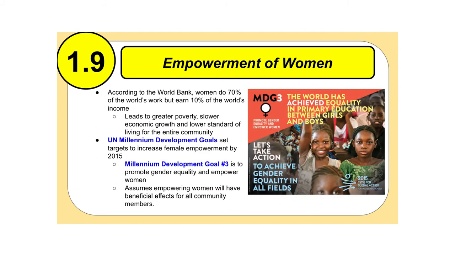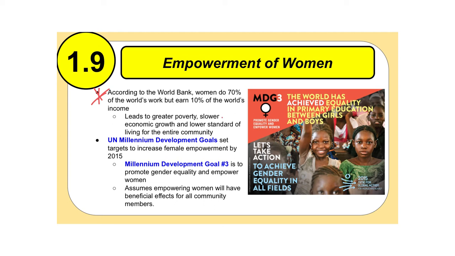Now, to further encapsulate all the stuff about empowerment of women, take a look at this first little thing here. According to the World Bank, women do 70% of the world's work, but earn 10% of the world's income. Right here and right now, that makes me just want to stop and be like, huh? But that's huge. 70% of the work is done on this planet by women, and they get 10% of the money. That's some kind of new math. I don't know, but that's some bad math.